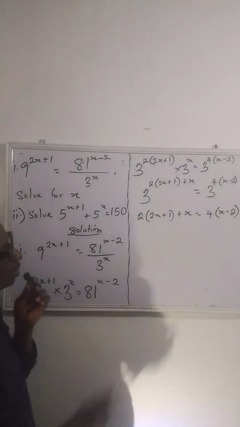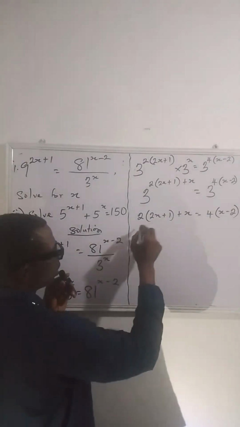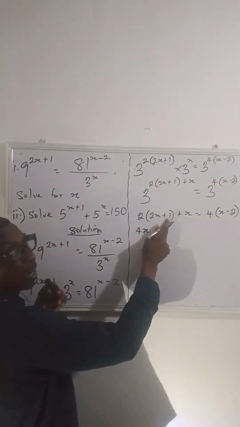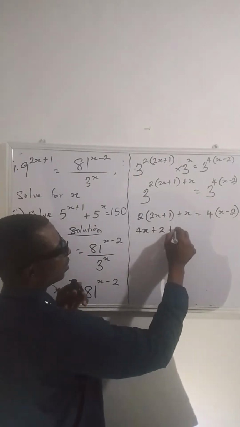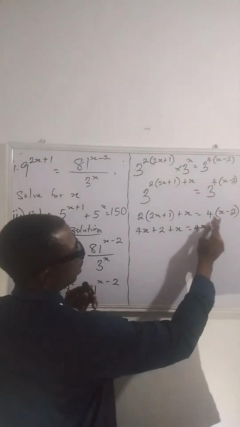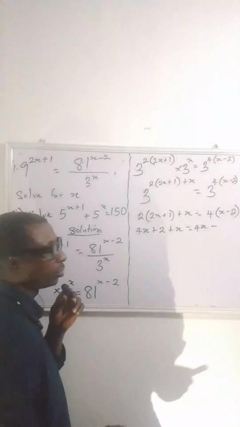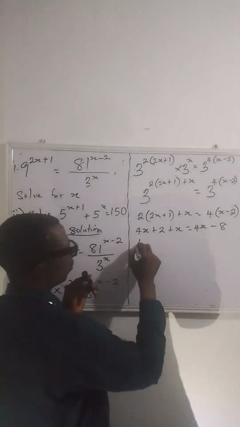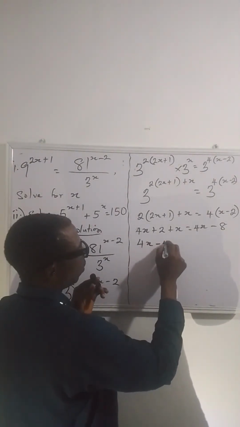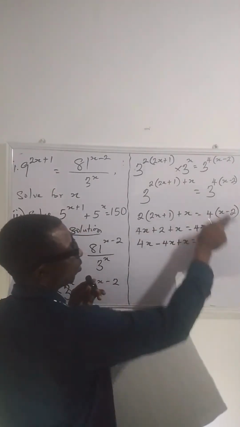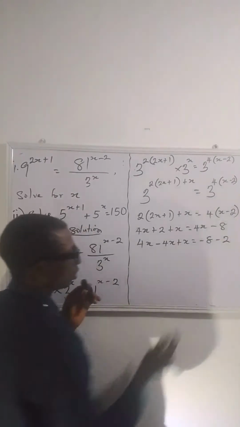Now let us tidy this up. Let's open the bracket. So we have 2 times 4x, we have 4x. 2 times 1, you have plus 2, plus x equals 4 times x, that's 4x, and 4 times minus 2 gives you minus 8. Okay, now can we collect the like terms here? So you have 4x minus 4x plus x equals minus 8. Now this moves to this side, we have minus 2.